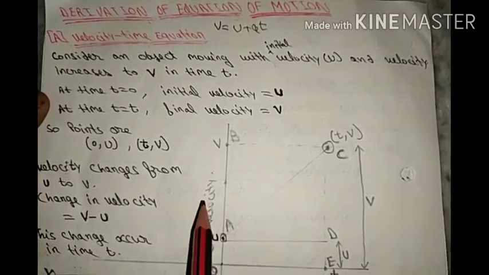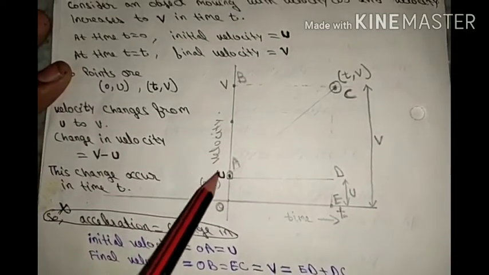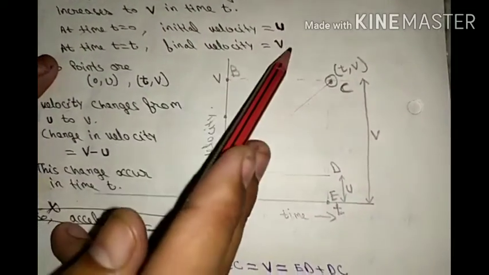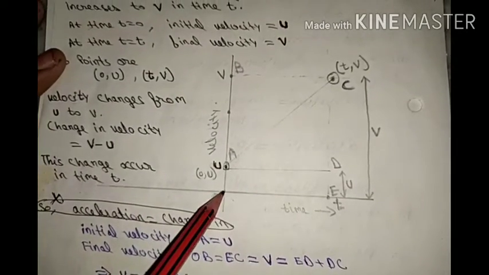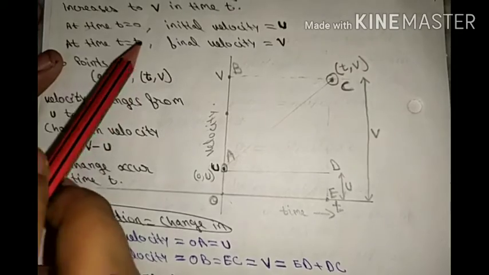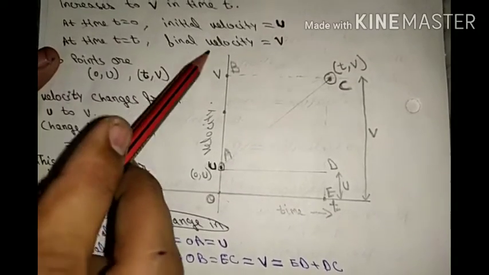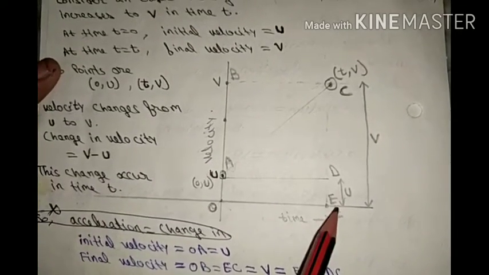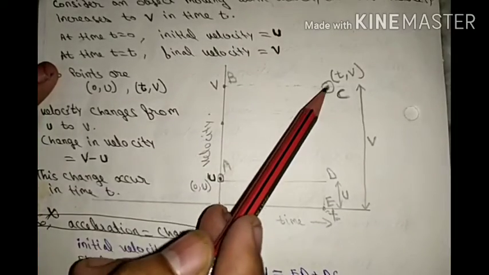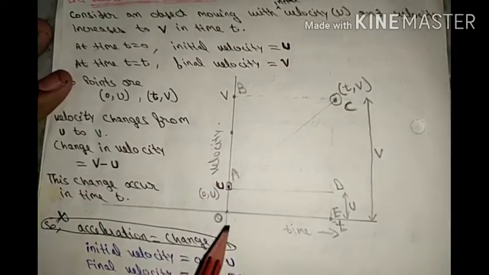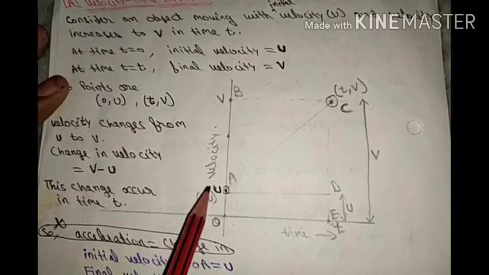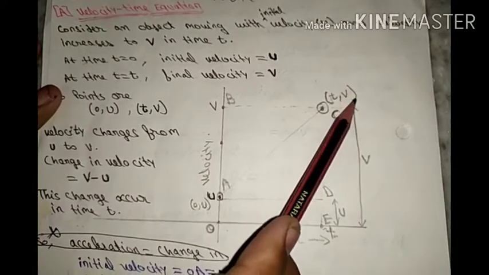For this we consider a velocity-time graph. We take velocity on the y-axis and time on the x-axis. At time t0, consider the initial velocity is u. After some time t, velocity becomes v, which is known as the final velocity. So the coordinates are t and v, and initially the coordinates are 0 and u, because the time value is 0 and the velocity value is u. Here the value of time is t and velocity is v.